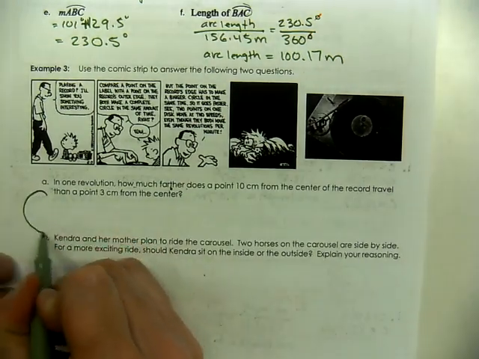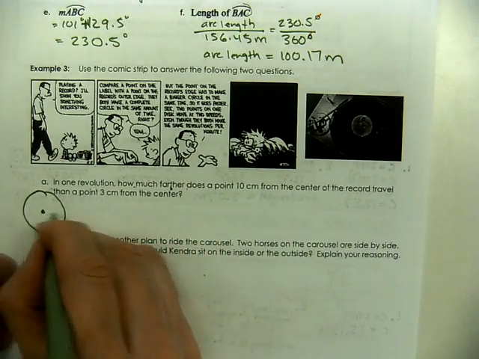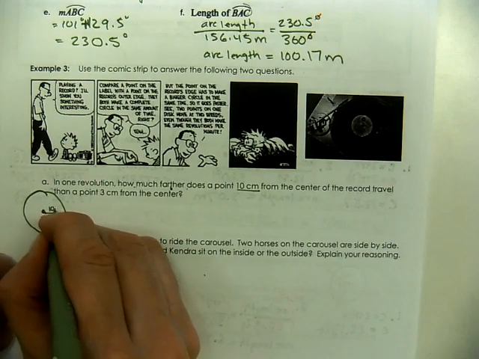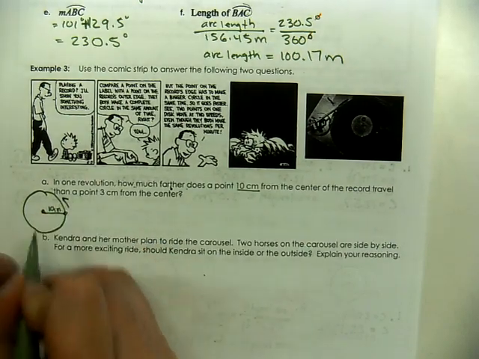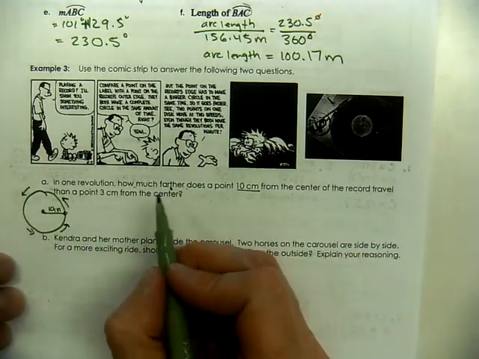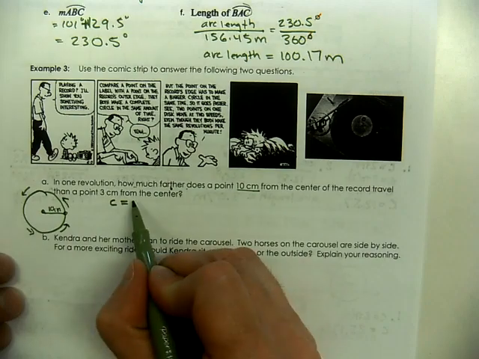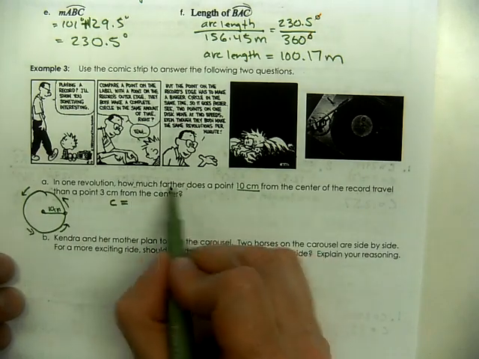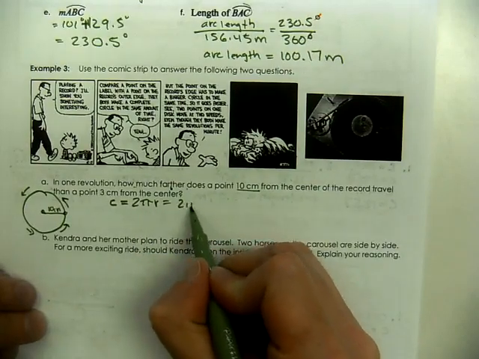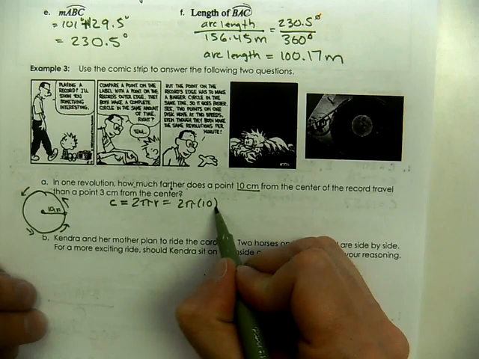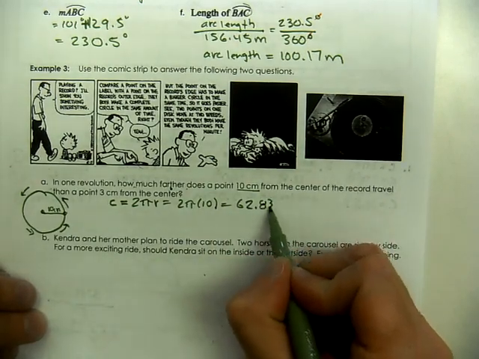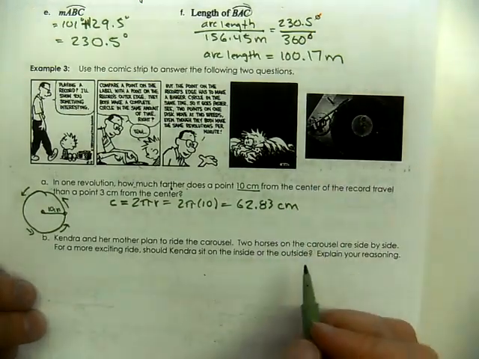So here's the record, there's the center of it, and let's say you're at the furthest distance, on the edge, let's say that's the 10 centimeter mark. So the question is, how far do you travel? If you were to go around that circle, that would be your circumference formula. Circumference, this is a radius, right? So 2 pi r. So 2 times pi times the radius of 10. That means you've traveled a total of 62.83 centimeters around that record.